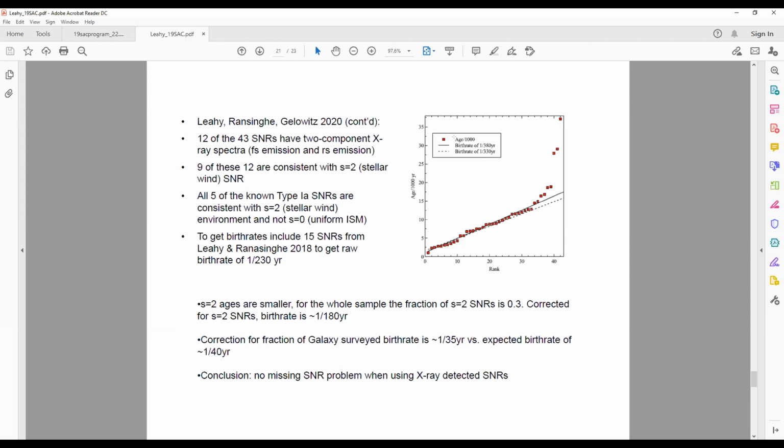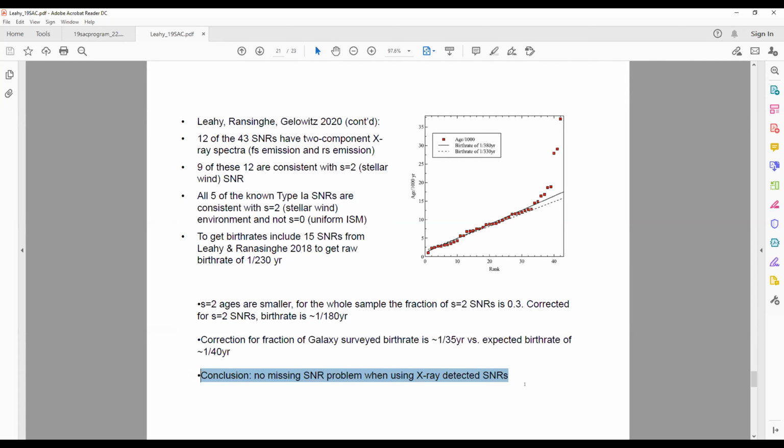If you look at that, this particular sample gives a birth rate of 1 over 350 years. But if I add in the other 15 supernova remnants from the previous study, I get 1 over 230 years. And if you look at the fraction of the sample surveyed and correct for that, the actual birth rate goes to 1 over 35 years for supernova remnants detected in X-ray. So we've concluded there's no missing supernova remnant if we just use X-ray detected supernova remnants.